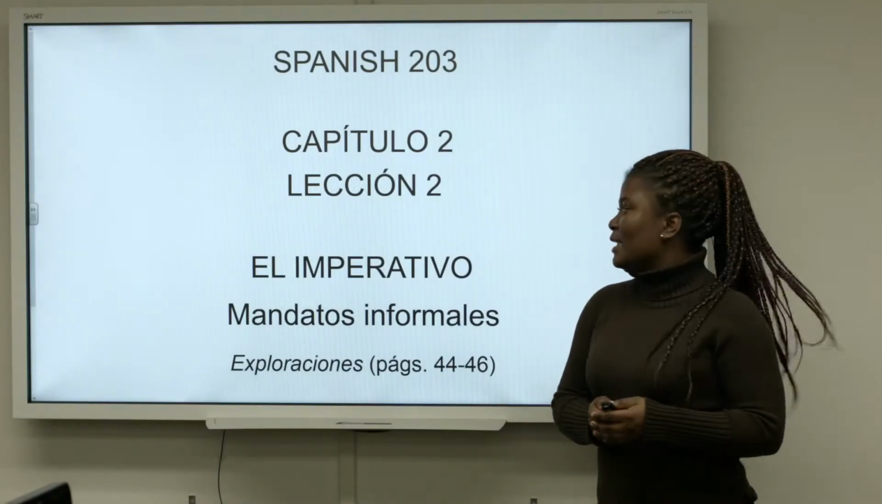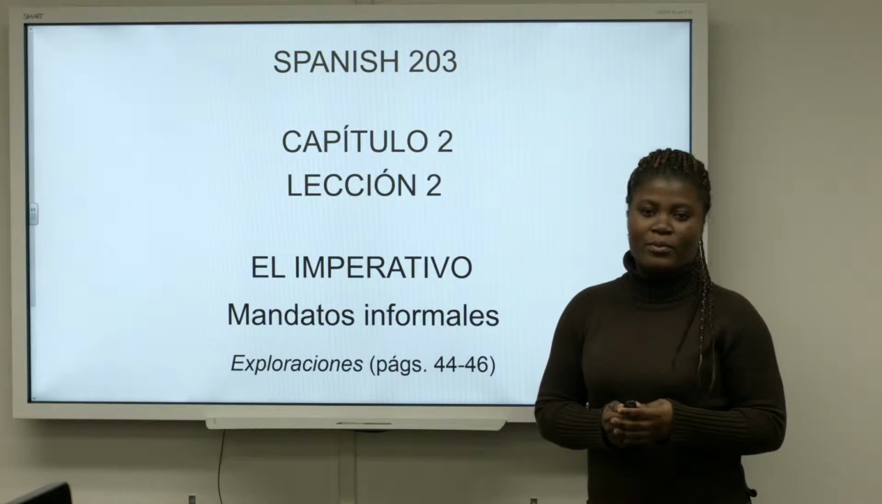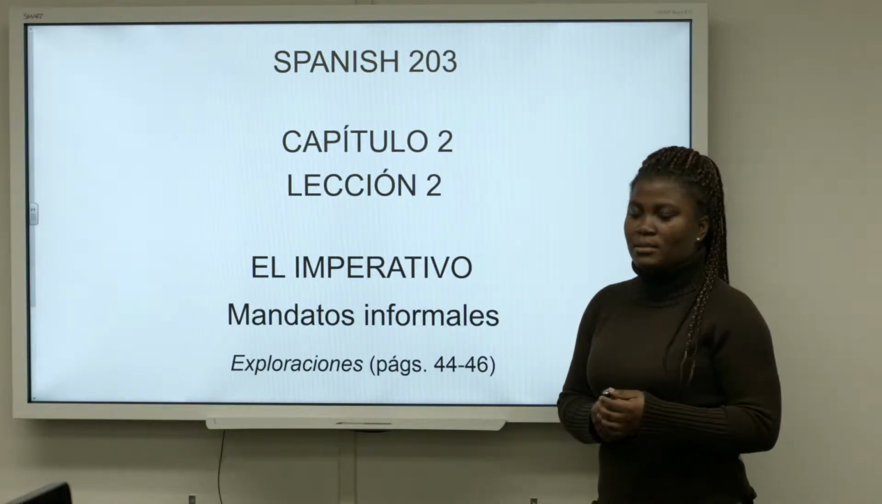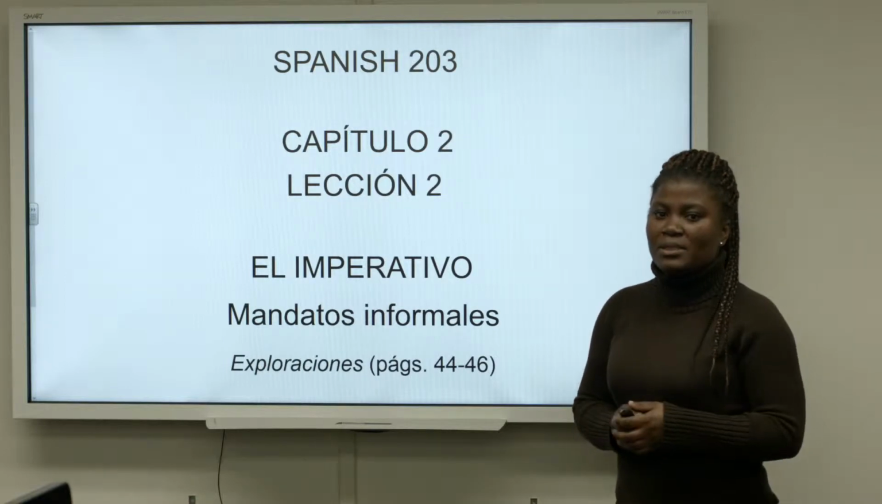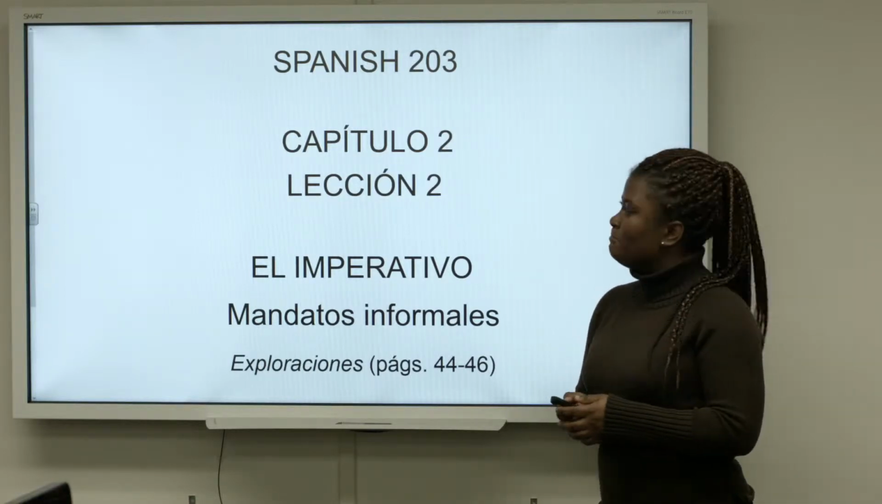Welcome to another lesson. Today we'll take a look at the imperative. We'll look at informal commands. This lesson can be found in your book's Exploraciones on pages 44 to 46.